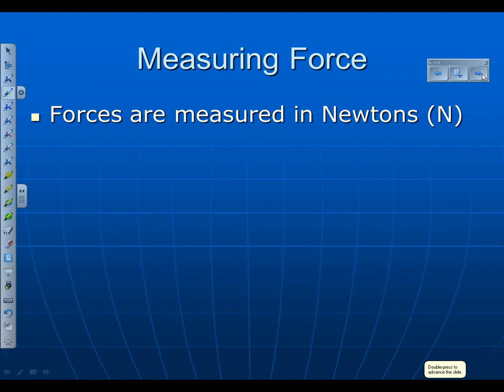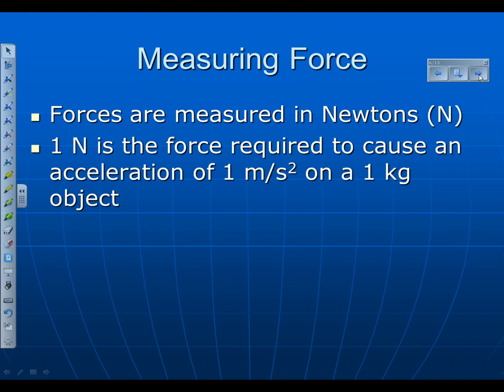Force is measured in a unit that is called newtons. You can probably figure out where it got its name from, but if you can't, just wait till tomorrow and we'll explain it to you. By definition, 1 Newton is the force that is required to cause an acceleration of 1 meter per second squared on a 1 kilogram object. That's how we define the Newton. If that makes no sense to you, it's okay. We'll explain a little bit more about what that means.